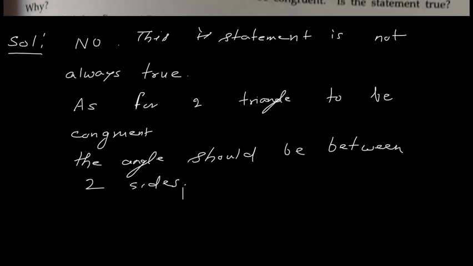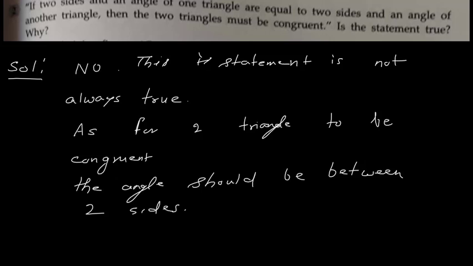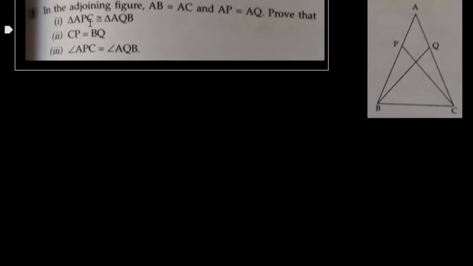So here actually they have written two sides and one angle. About the angle they have not mentioned whether it is the included angle between the two sides or the angle after taking two sides. If it is the angle after taking two sides, then it is not necessary that they are congruent. So this statement is a false statement. Okay, now let us see this third question.